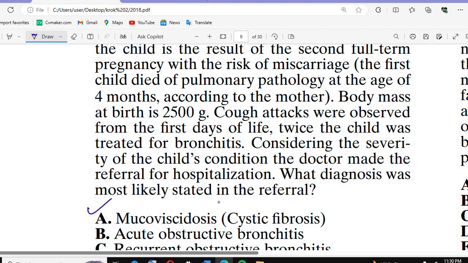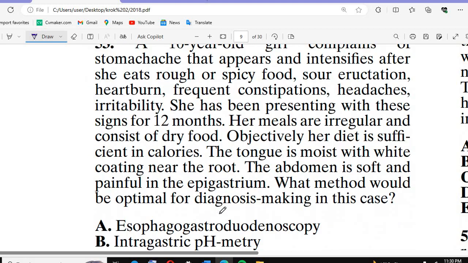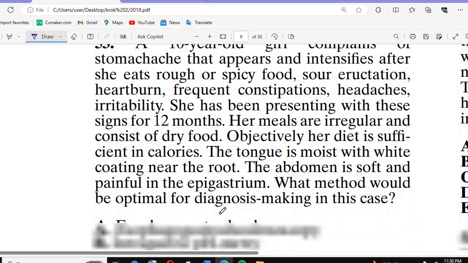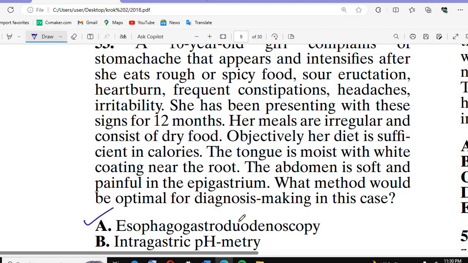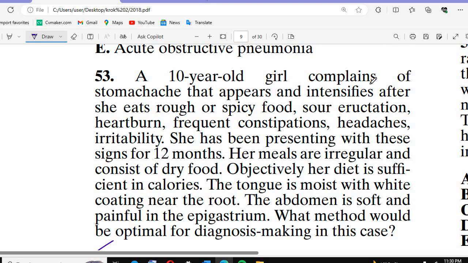Mucoviscidosis, cystic fibrosis. After that, esophagogastroduodenoscopy. This question we again discussed, because in this question we see intake of rough or spicy food, sour eructation, and heartburn. For that we need to do gastroduodenoscopy.